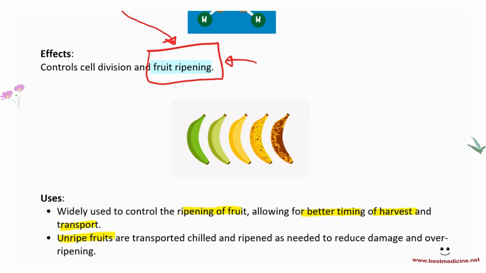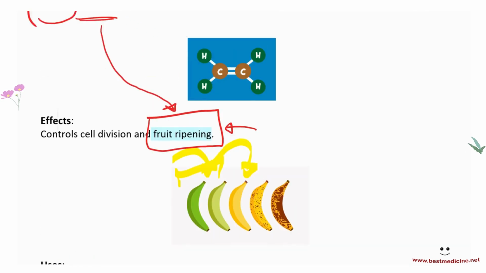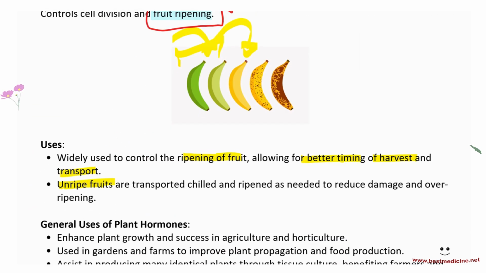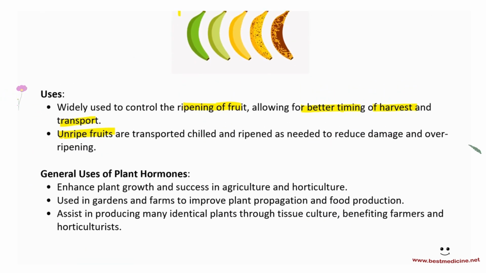Unripe fruits can also be transported, like for example green bananas. You can take green bananas, transport them, and when you want to sell them, you can turn them to yellow, ripen them up. So unripe fruits are transported, chilled, and ripened as needed to reduce damage and over-ripening. Okay? And that's really it. So these are the hormones of plants that you're supposed to know for AQA GCSE Biology.